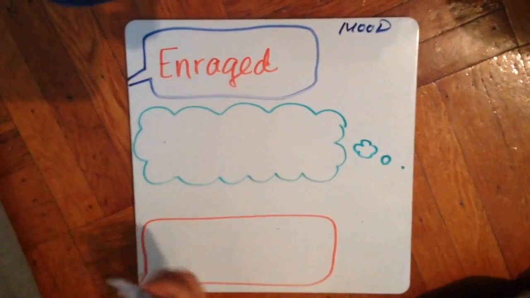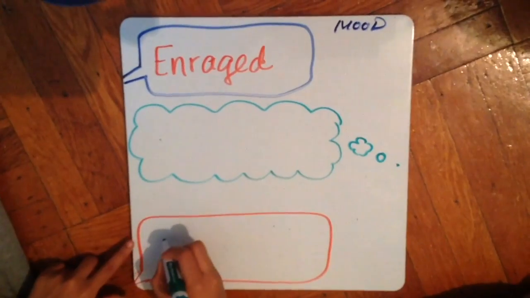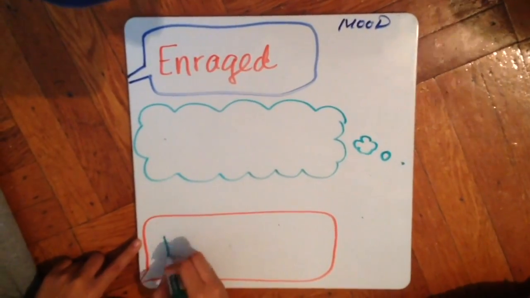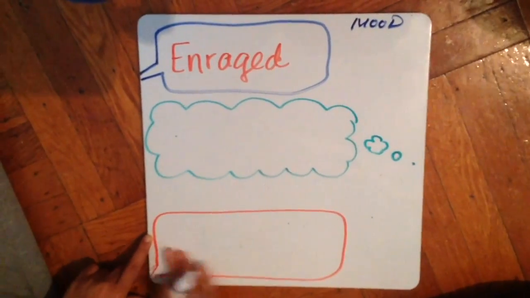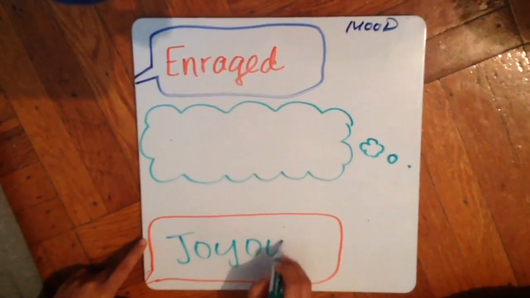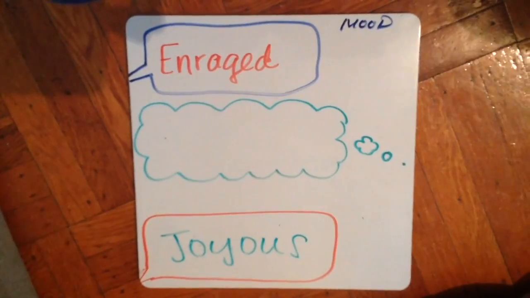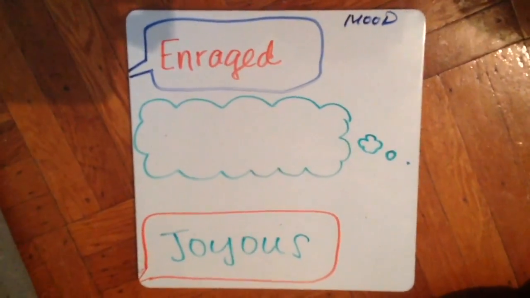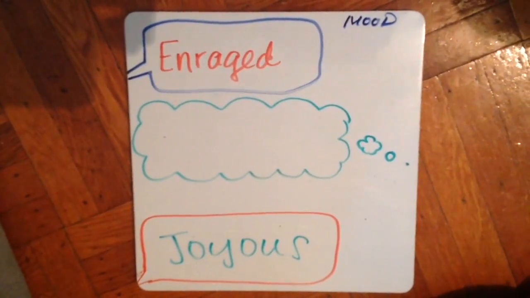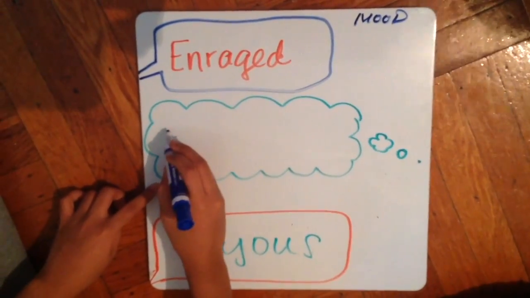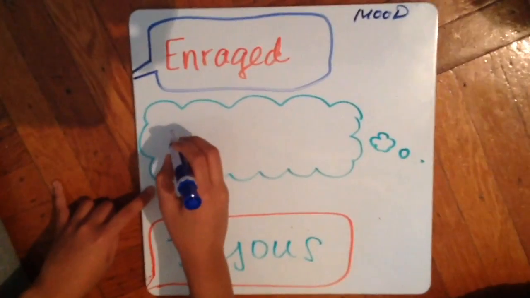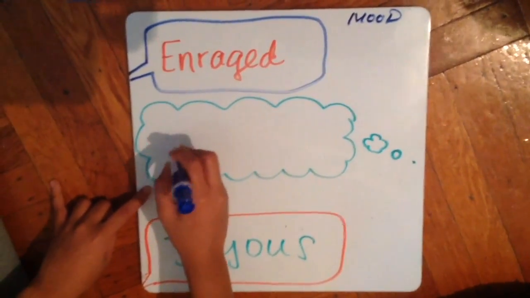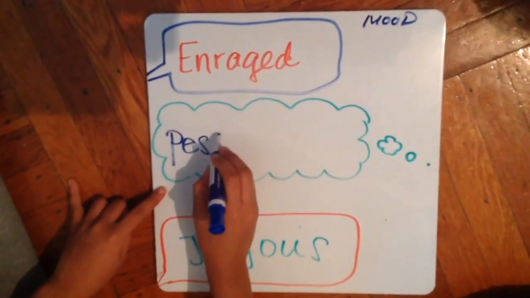Now here are some words that can be used to describe mood. One is enraged. Another is joyous. And the last one is pessimistic.